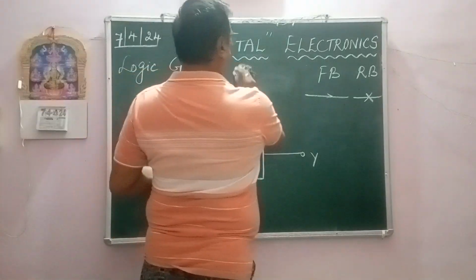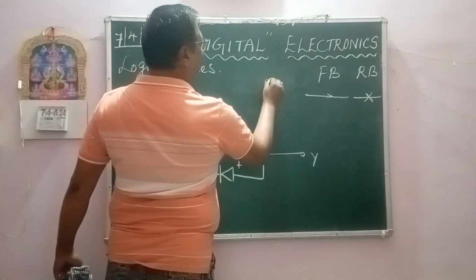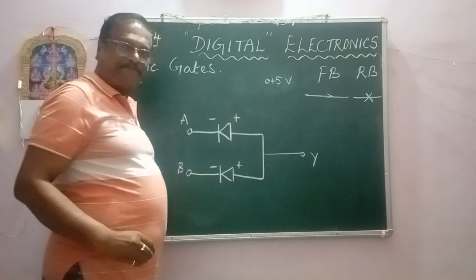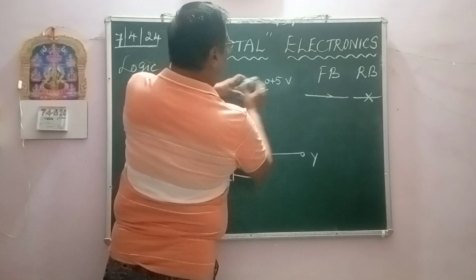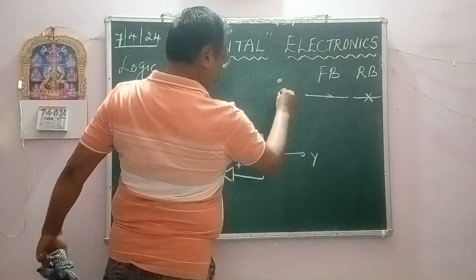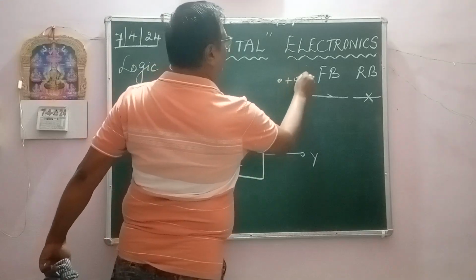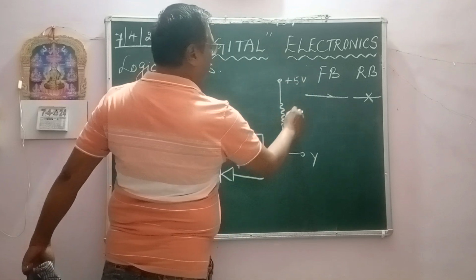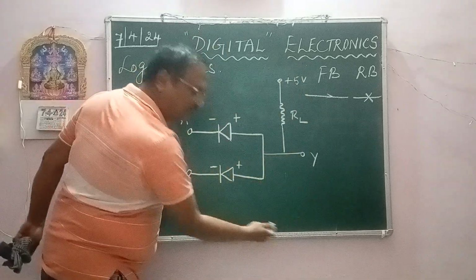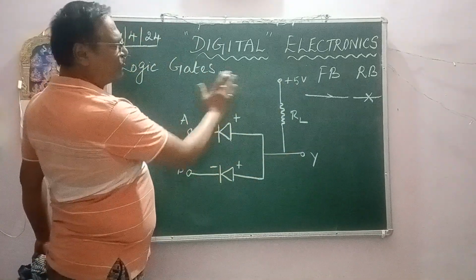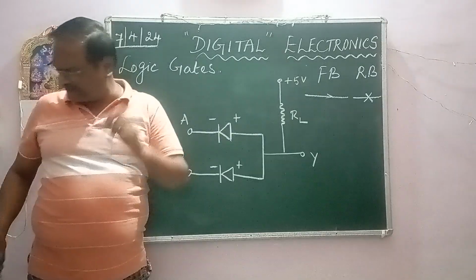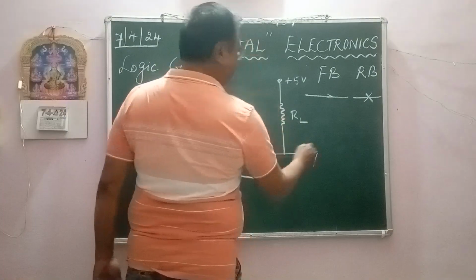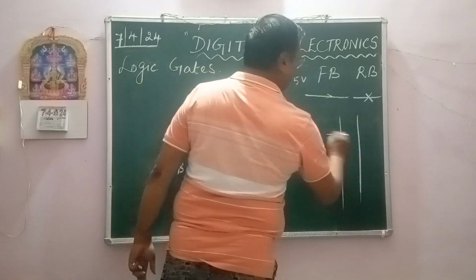Differently we are going to do it. What we do here, we connect a 5 volt battery. From the plus 5 volt battery, I will connect a load resistor, RL. Yesterday it was reverse, but today it is opposite. I have drawn it. Now let us try to realize the truth table of this logic gate.